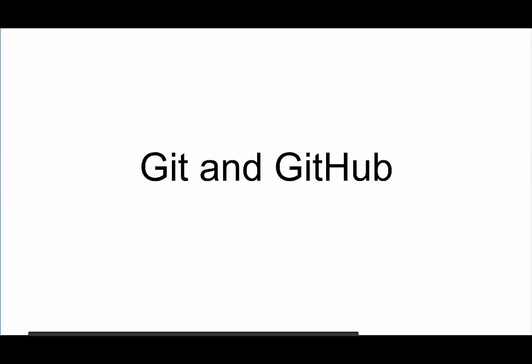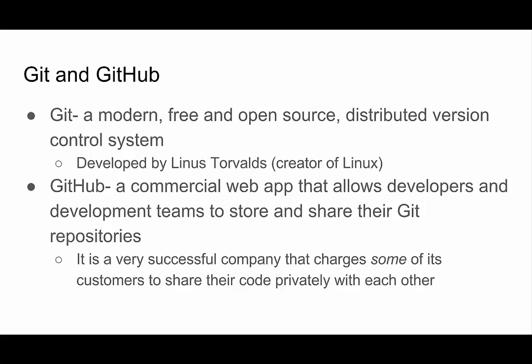So after having learned some of the basics of the Git version control system, next we're going to learn about an accompanying tool, a web app really, called GitHub. Now these two entities are separate and they have different people working on them for different reasons. So Git is an open source project. GitHub is a company whose primary purpose is to make money.